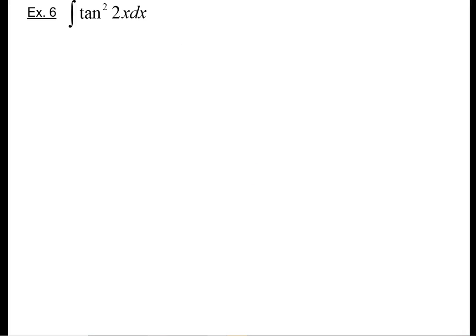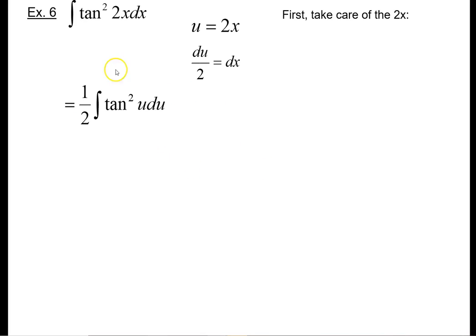Okay, the integral of tangent squared of 2x. Let's deal with the 2x first. So I'm going to do a little mini u substitution here. I'm going to let u equal 2x. The derivative, of course, would be 2, so that means I'm going to have a 1/2 in the front, and this just becomes tan squared of u du.